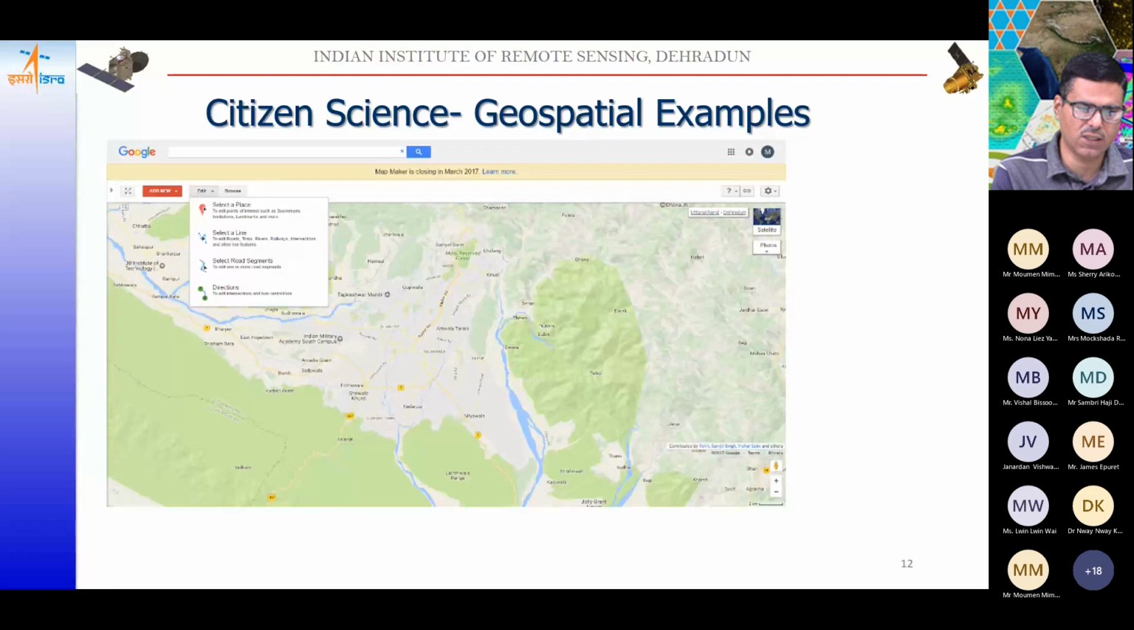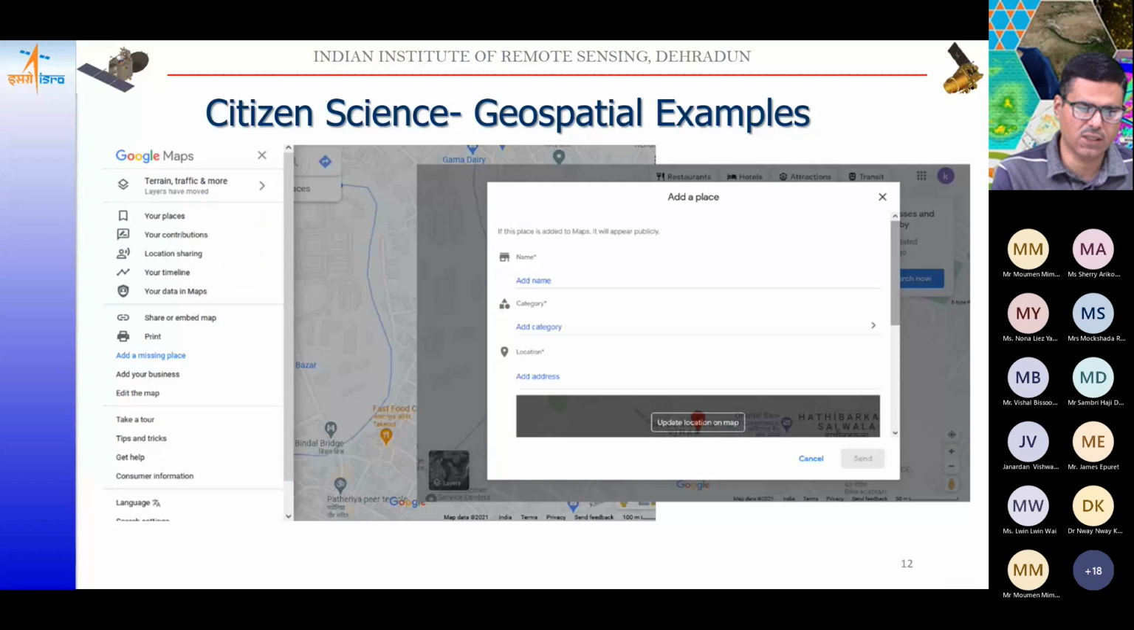Other examples of this citizen science project is the example of Google Maps. Earlier it was Map Maker, but now it has been changed to Google Maps, wherein people can also add and contribute towards the enrichment of the data sets, which go through various stages before they become a part of the main system. But Google Maps also provides a provision for the same.